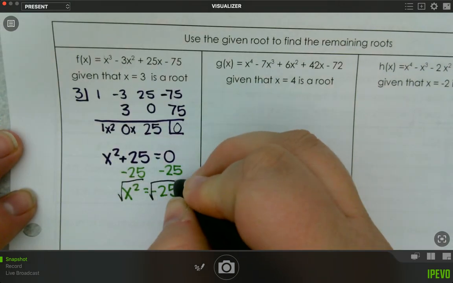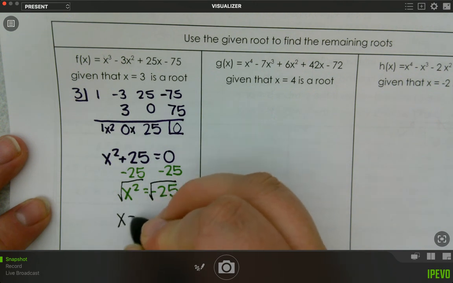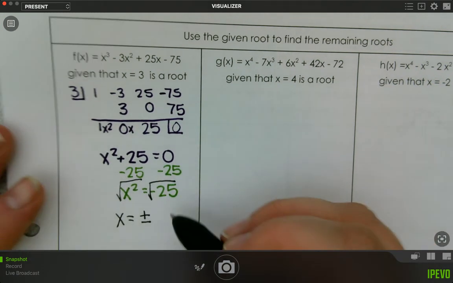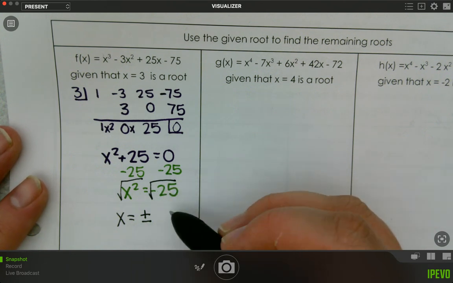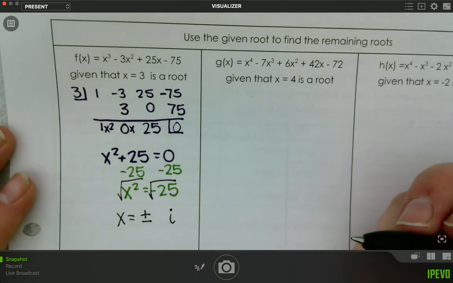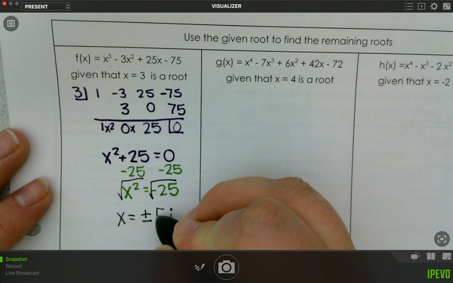And when I take the square root of negative 25, that's going to leave me with plus and minus, because I did a square root. And then because of this negative, you can't take the square root of a negative unless you add an i to your answer. So this is going to be an imaginary answer. And then the square root of 25 is 5.